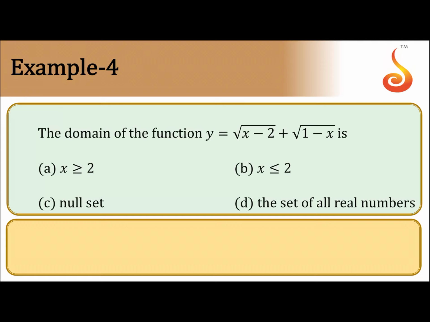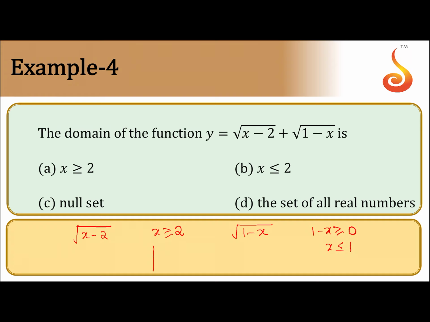the domain. So what we learned? Under root of x minus 2, it means x must be greater than or equal to 2. Similarly, under root of 1 minus x, so 1 minus x is greater than or equal to 0. That will give you x is less than or equal to 1.